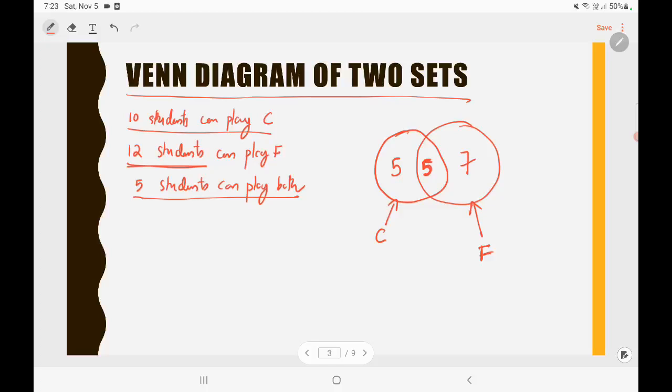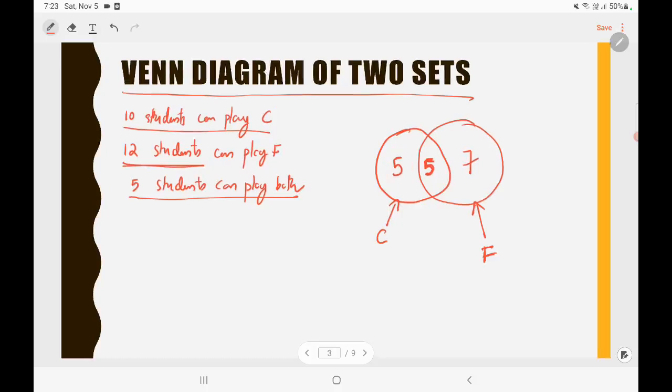If you are asked the question, how many students can play cricket alone? Here 5 students can play cricket alone. There are 10 students who can play cricket, and 5 students can only play cricket. They cannot play football. And 7 students can only play football. They cannot play cricket. So these are the different ways in which the questions can be asked.